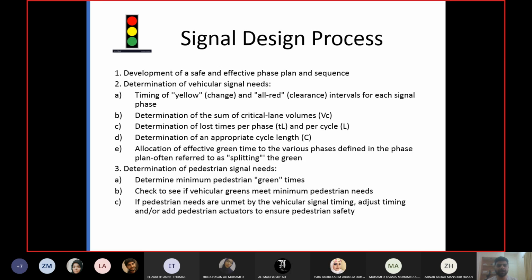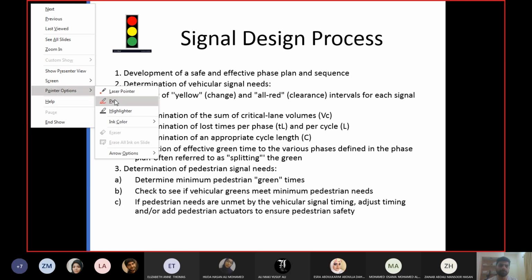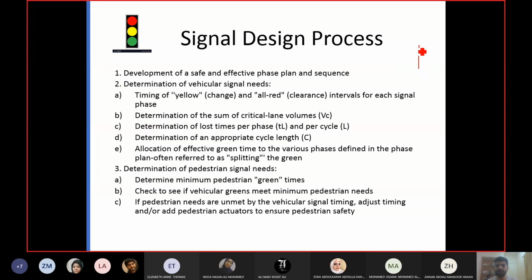Then you have to make sure that safe means there should not be any conflicting movements within the same phase. So for example, if you have a phase in which you are allowing this movement, then obviously you cannot allow this movement in the same phase. You have to look at how many movements you are allowing in one phase, and that these movements should not be conflicting with each other. So this movement cannot be allowed, but this one can be allowed in the same phase.